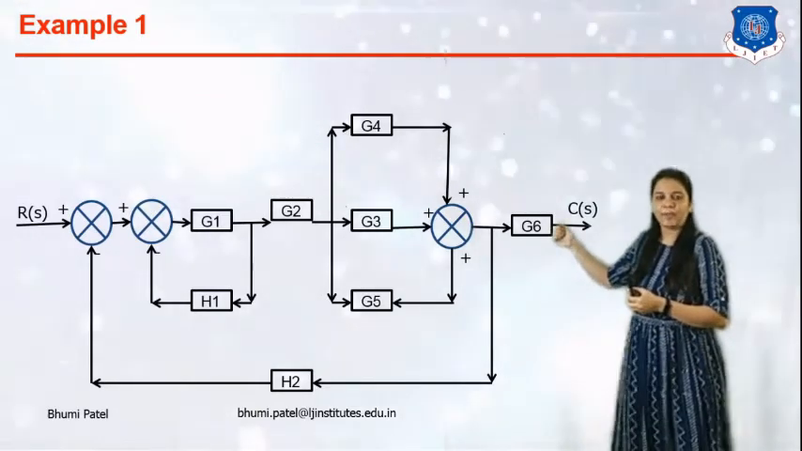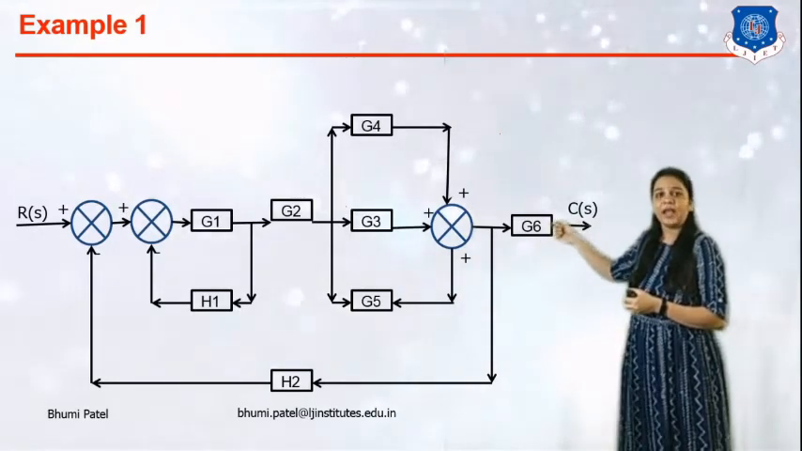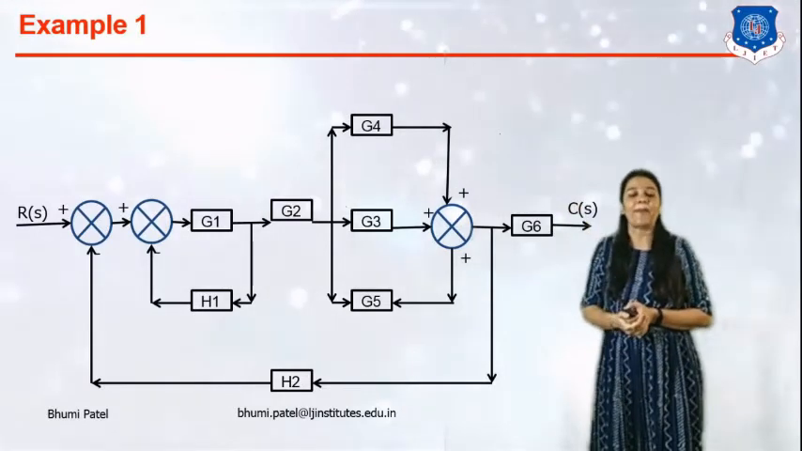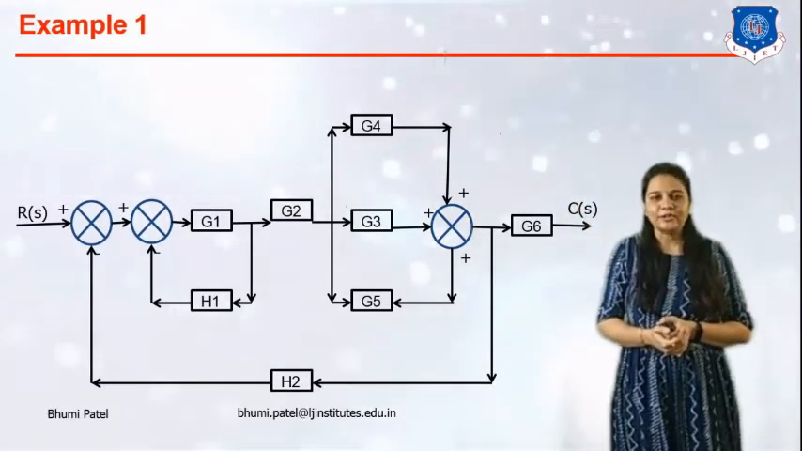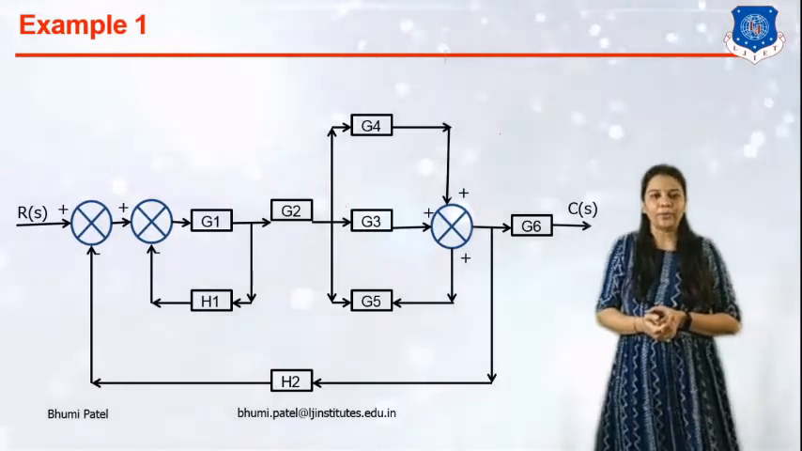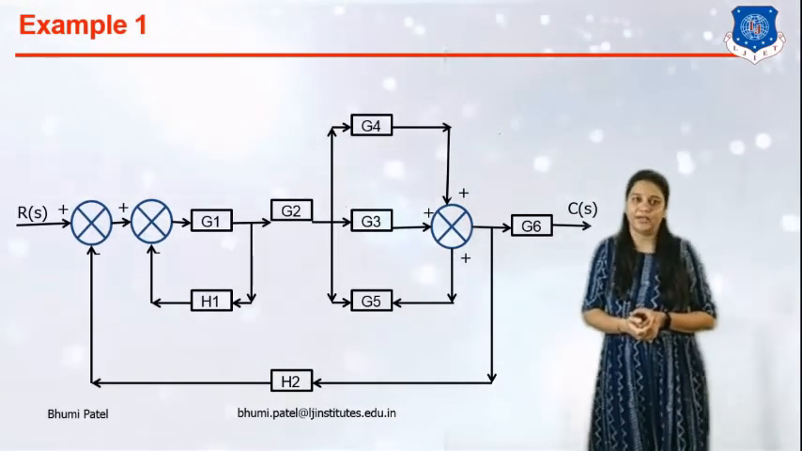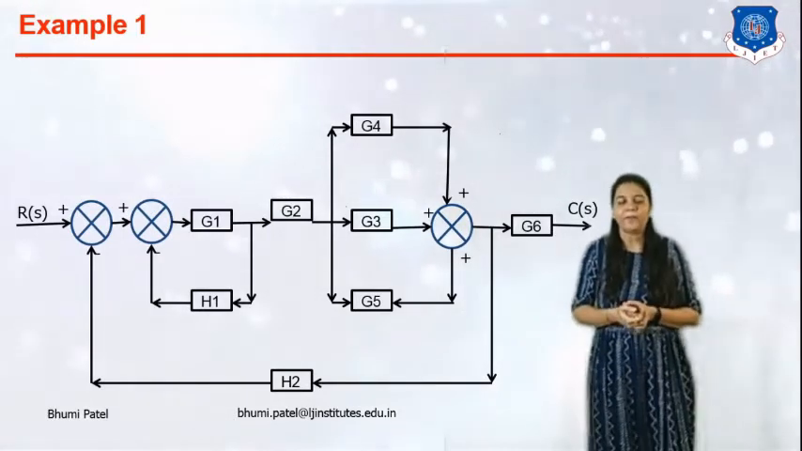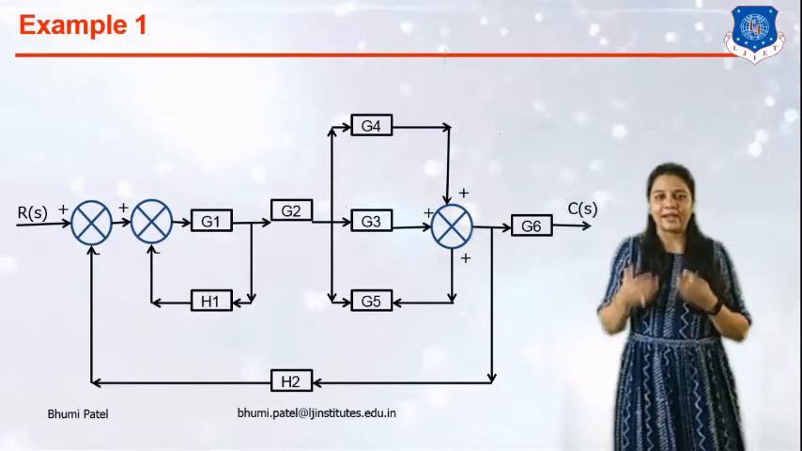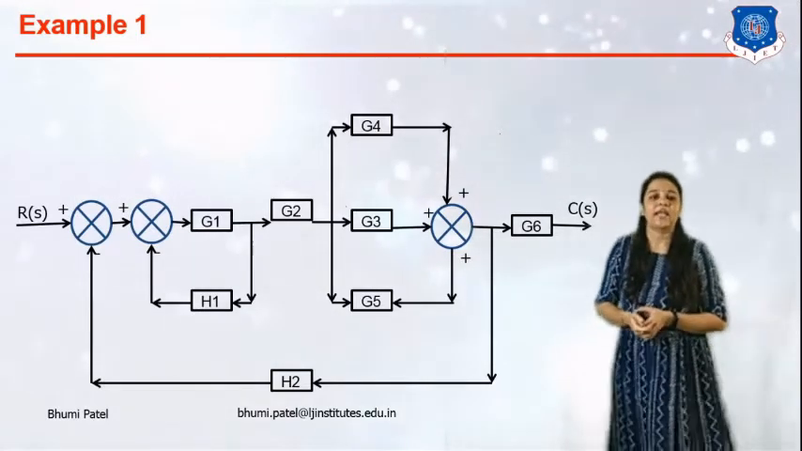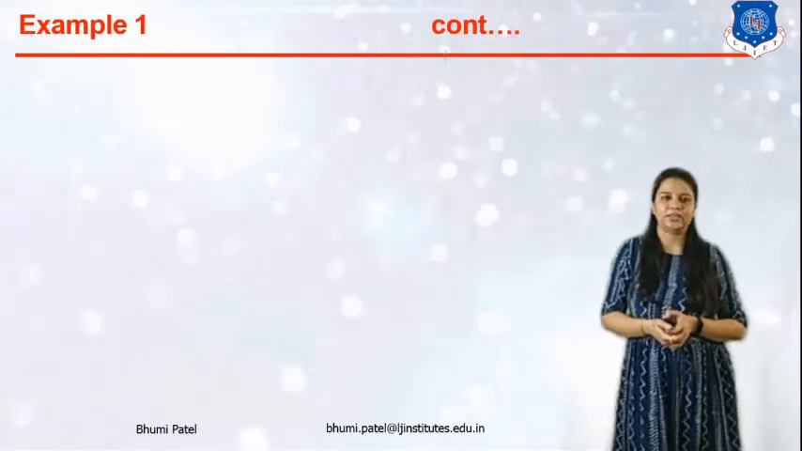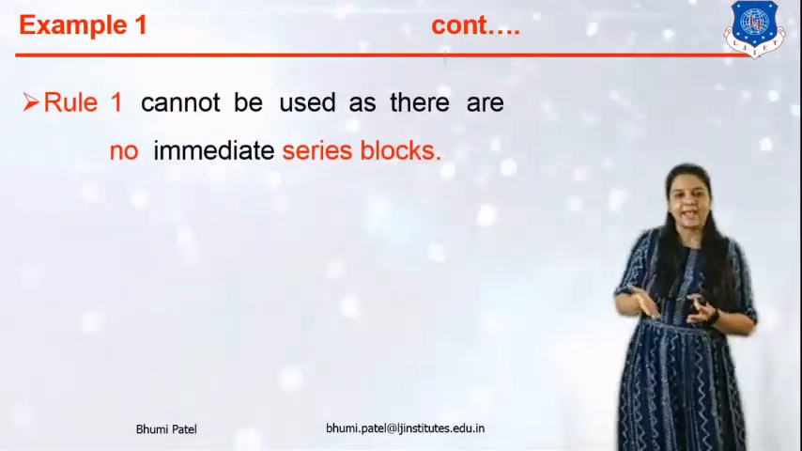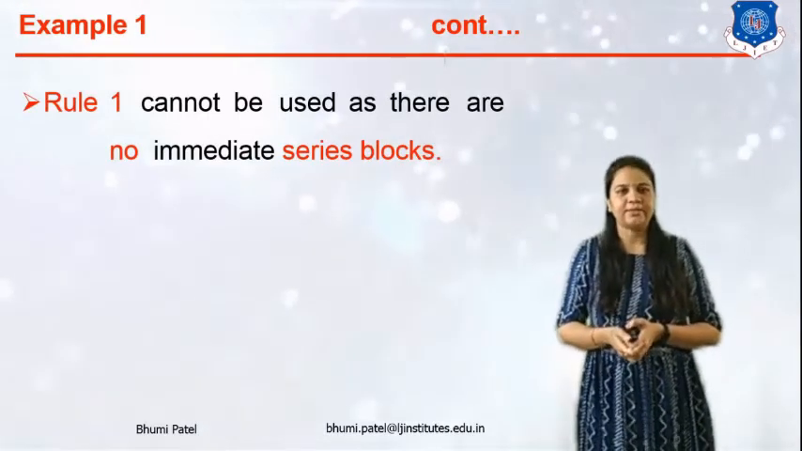Again, after this feedback loop, a G2 gain is given, and after that, G3, G5 and G4 is in the parallel loop. So, we can also apply rule number 2, blocks in parallel connection. In this example, we cannot apply rule number 1 directly because there is no block in the series connection. So, rule number 1 cannot be used as there is no immediate series block.